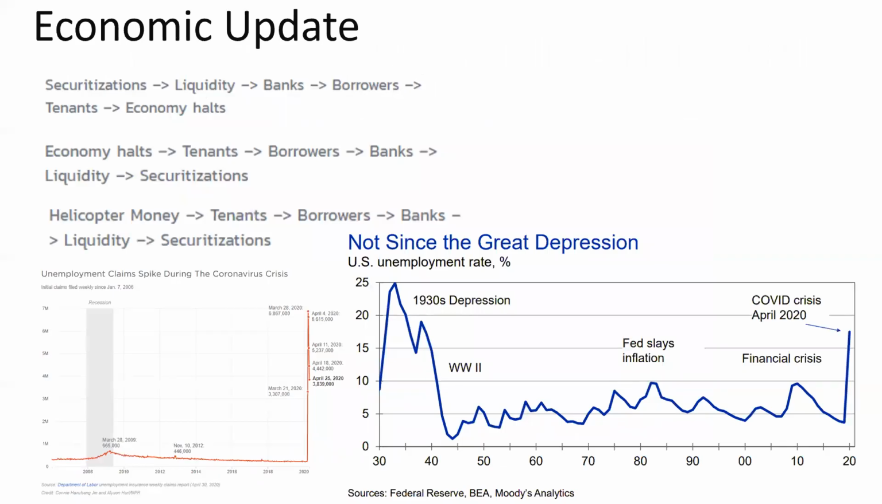So in 2008, it was really securitizations went bad, banks went bad, borrowers, liquidity froze up essentially, and then that hit the economy. This is the exact opposite, right? So the economy is halting, tenants aren't paying, borrowers aren't paying, banks aren't paying, and then banks aren't paying investors, and thus securitizations are drying up. And so the government has essentially put money at the front of this deal and said, look, we're going to send stimulus, we're going to increase the unemployment checks so that tenants have money and they can pay the rest of the people through the process.